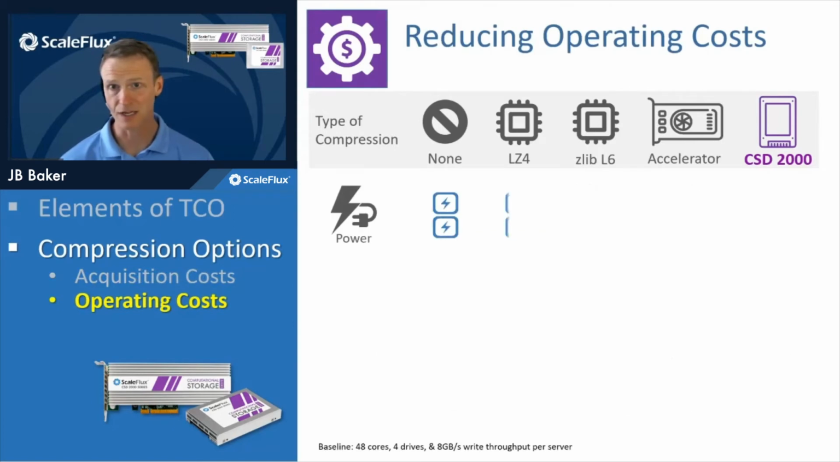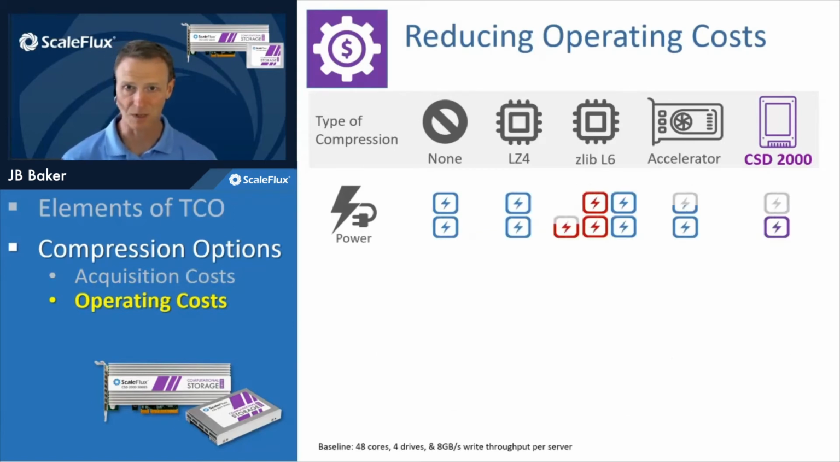Looking at the operating cost side, power is one of the key elements people will often look at. With LZ4, yes, you're reducing the power for the storage, but you're increasing the power for the CPUs, and the two kind of cancel out. With zlib, that extra power from the CPUs far outweighs the savings that you derive from the cut in the drive count. With the accelerator card, you're reducing the drive count, but then you're adding in those 2 or 3 accelerator cards and paying back a lot of the power that you could potentially save. With CSD2000, you're getting your compression right in the power envelope of an ordinary NVMe SSD. So no extra burden there.